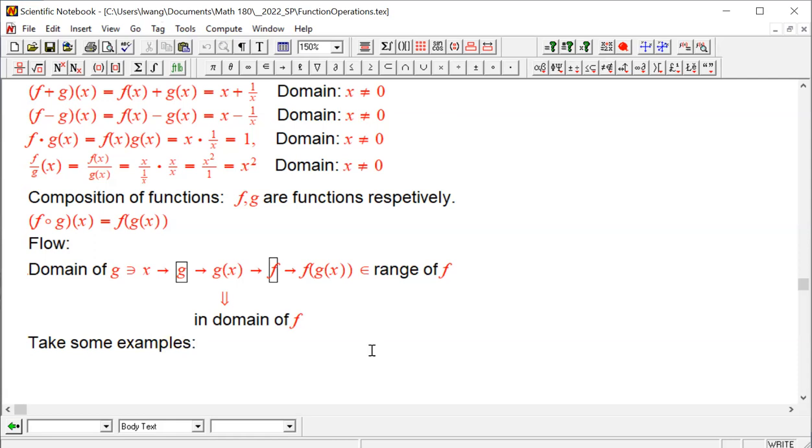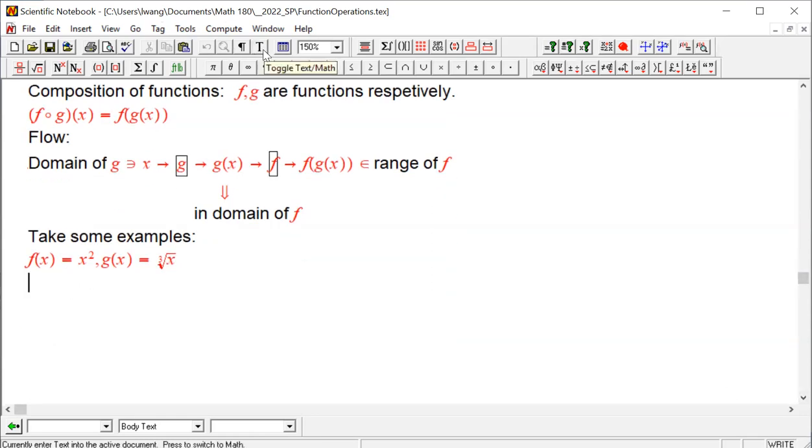Let's take some examples. Okay, so now I'm going to have two functions. F function, I'm going to make it x squared. And G function, I'm going to make it the cubic root of X. Be aware of their domain.